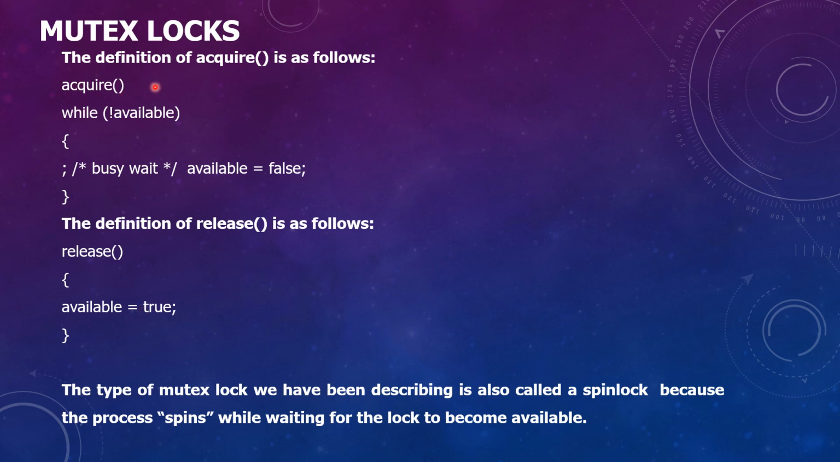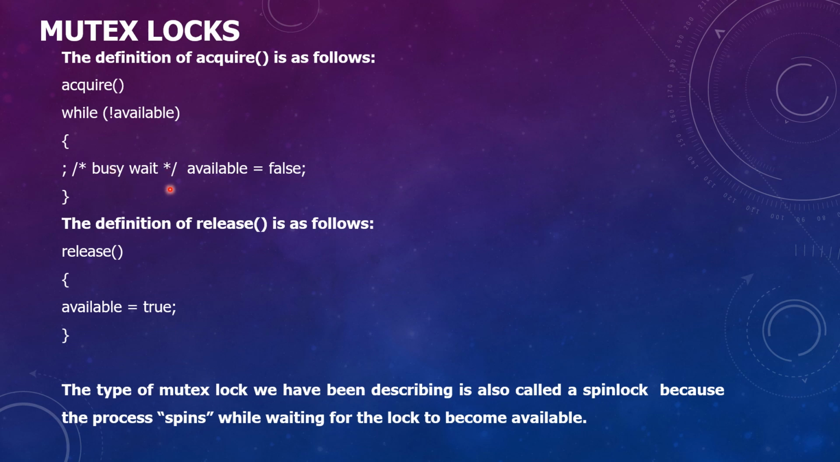Here the definition of the acquire function is given. The name of the function is acquire, with a while not available loop. If the lock is not available at present, then the condition becomes true and the process spins in the entry section itself until the lock becomes available. If the lock is available, this condition will become false. The process will be able to acquire the lock and it will execute in the critical section.